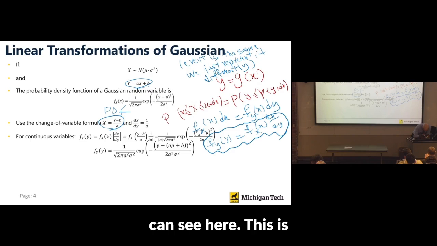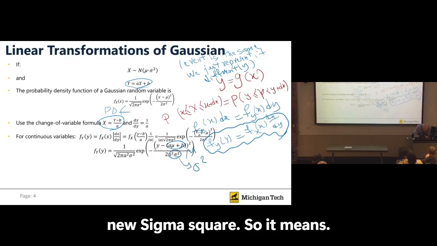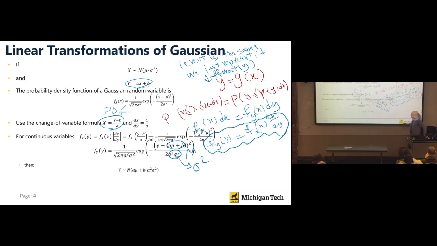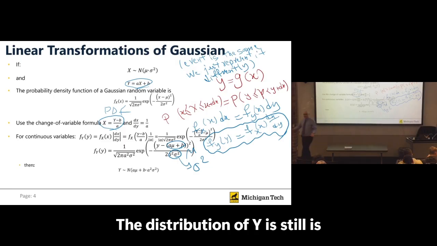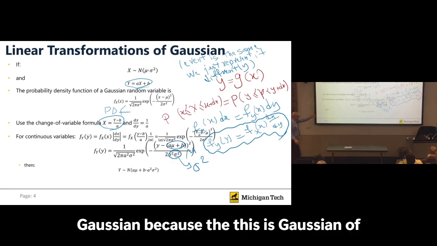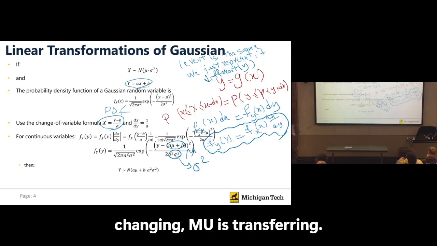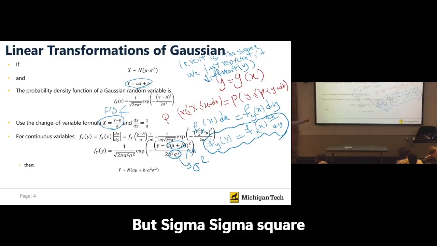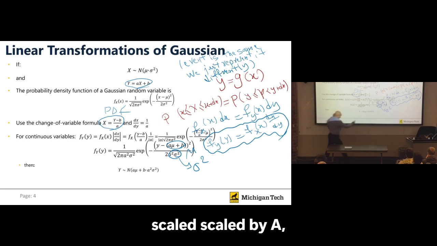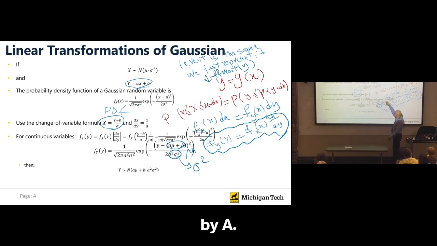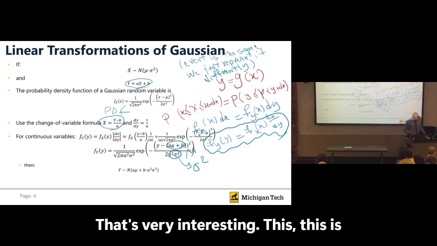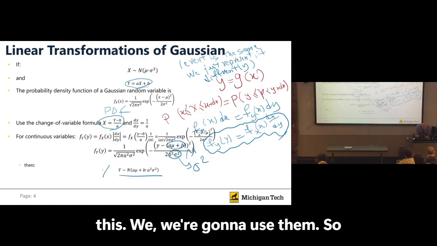Okay, so what you can see here is the new mu, and this is the new sigma square. So the distribution of y is still Gaussian, of course, and mu is transferred, but sigma square becomes scaled by a, not by b, just by a. That's very interesting. We're going to use them.